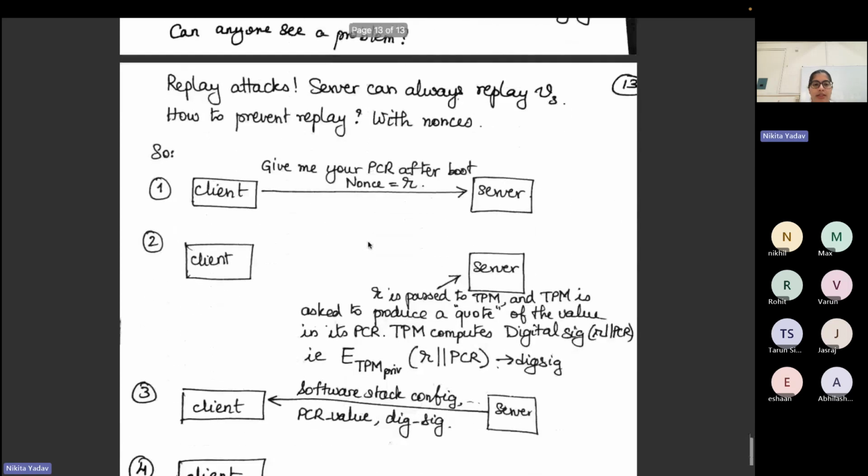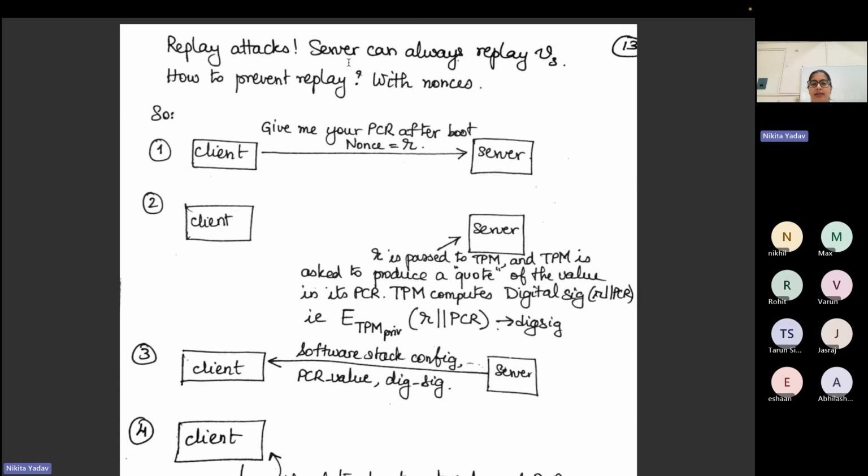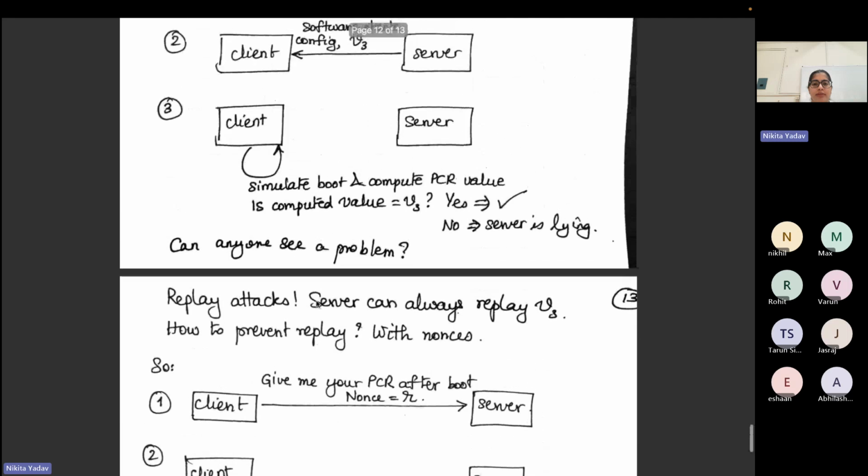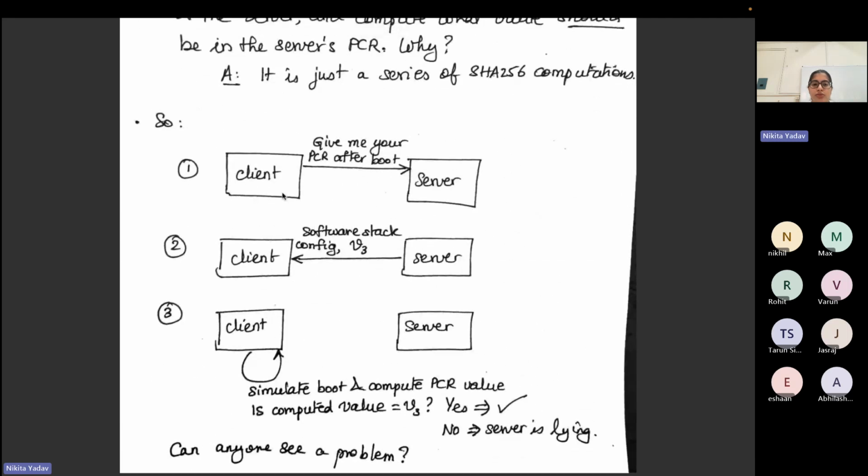But what may happen is that the server can replay this value. So how does it replay? Basically, the server is going to start in this software stack config, with the correct software, compute this value v3, and make a note of it. After that, it can change the OS binary, or start any other software. It can do anything basically.